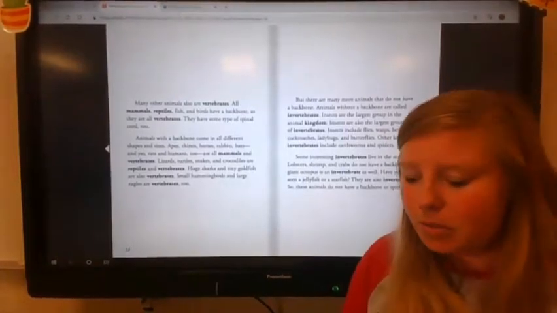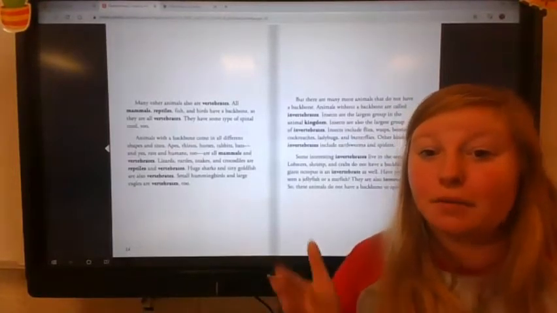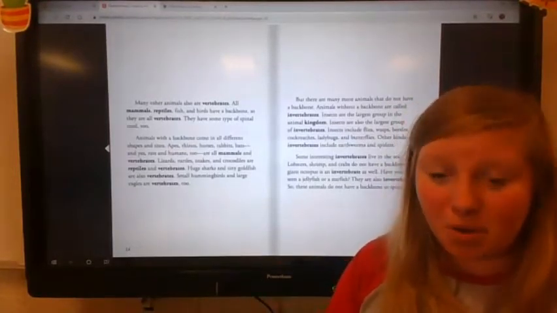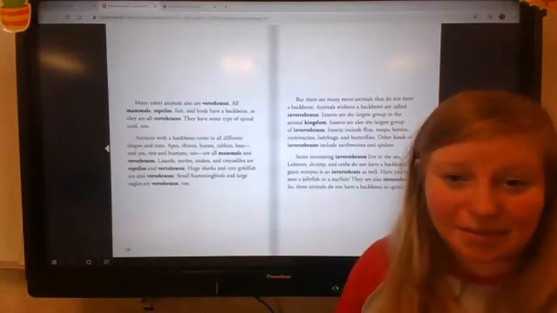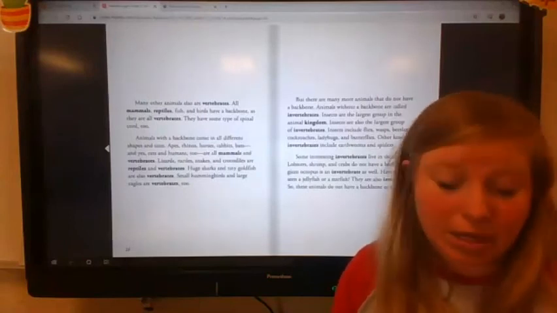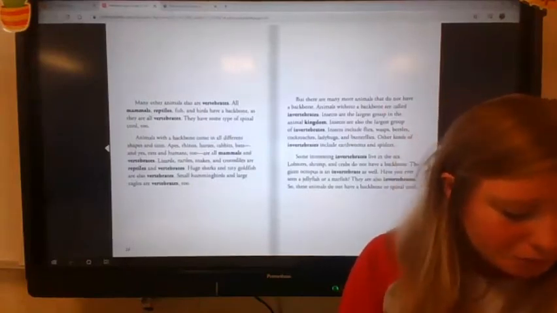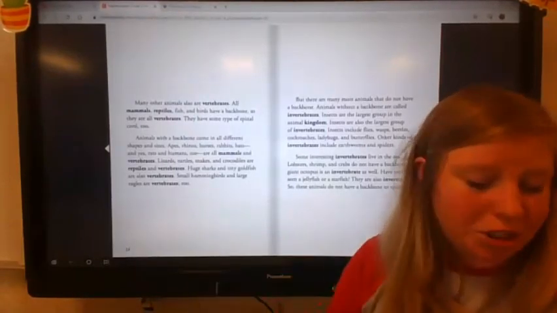Okay, so the animals we just started talking about, we are now talking about invertebrates. First, we were talking about vertebrates that have the backbone and the spinal cord. And now we're talking about the invertebrates who do not have the backbone and do not have the same spinal cord that we vertebrates do. So now we're talking about a different group or a different classification.